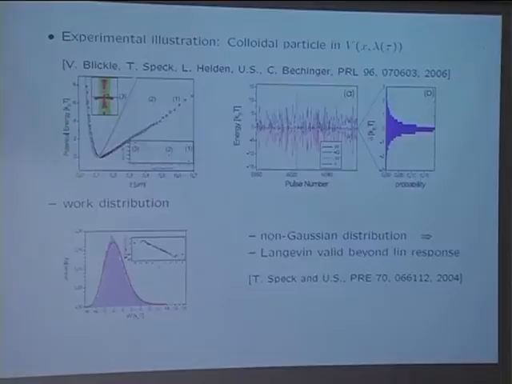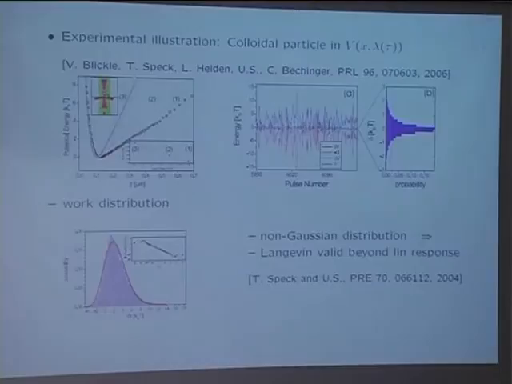Now, for fixed laser field, this is just a static potential. And you could measure the histogram of the particle position in this potential. And of course, you would get the Boltzmann factor. And this is how we calibrate the strength of this linear part.